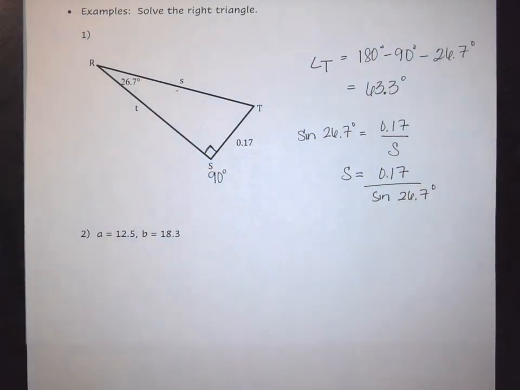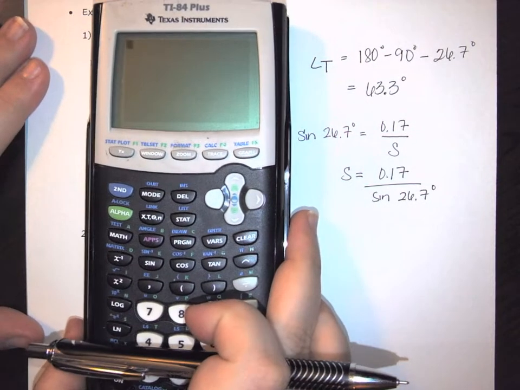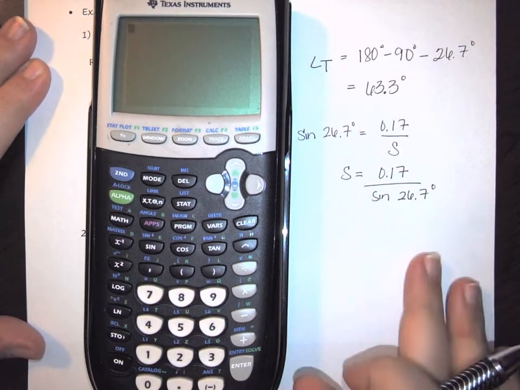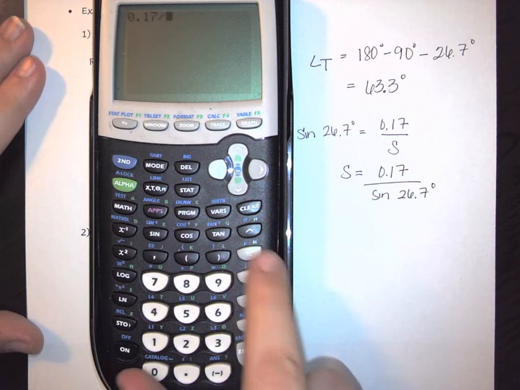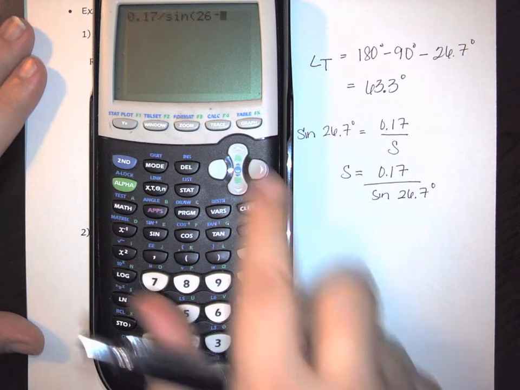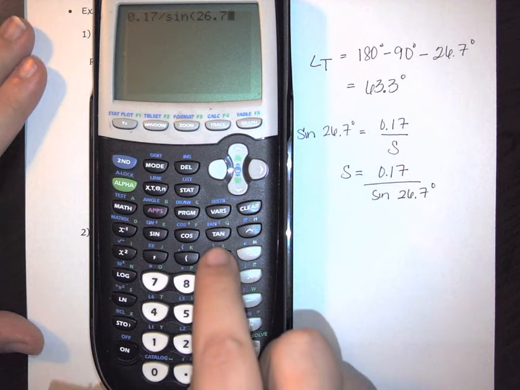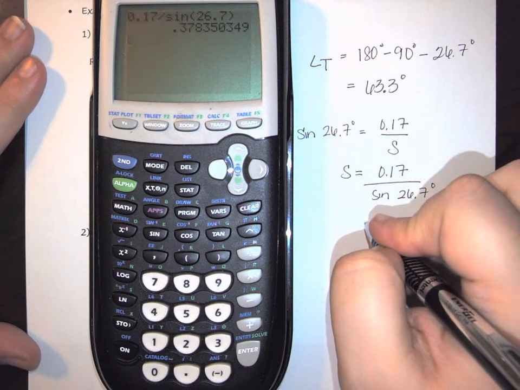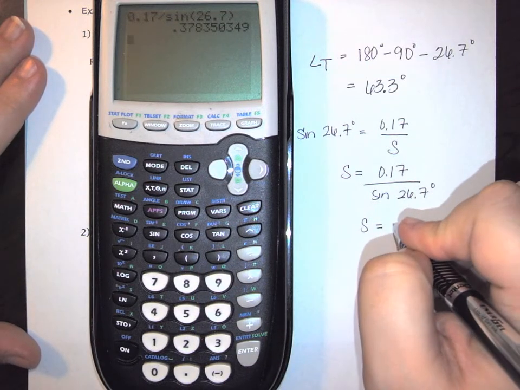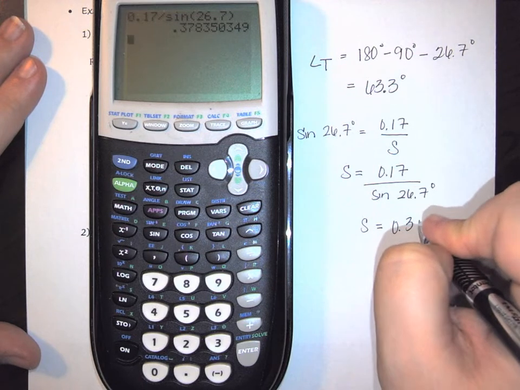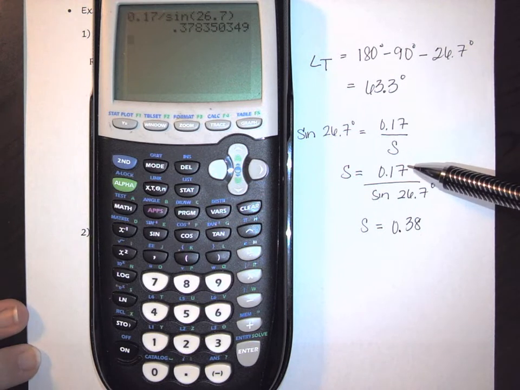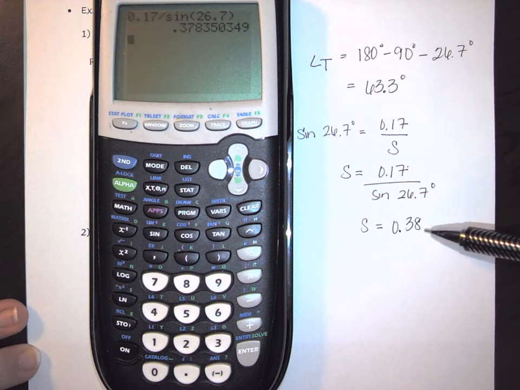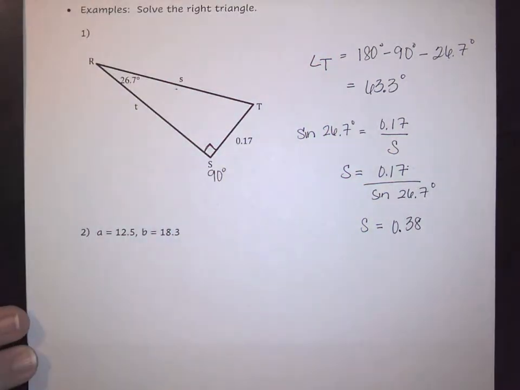You would use, say, a graphing calculator, kind of like this one, and we would go ahead and enter this as is. So 0.17 divided by the sine of 26.7, hit enter, and we get that S is equal to 0.38. Now again, we rounded to two decimal places because the given number was rounded to two decimal places, so we want to make sure that it matches.